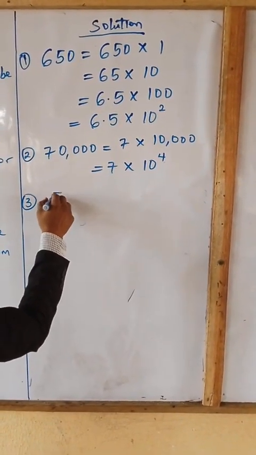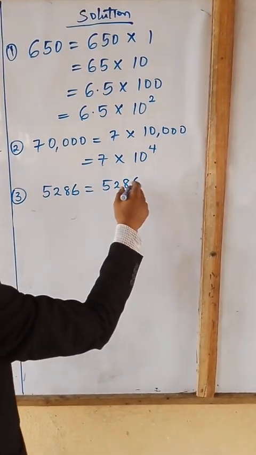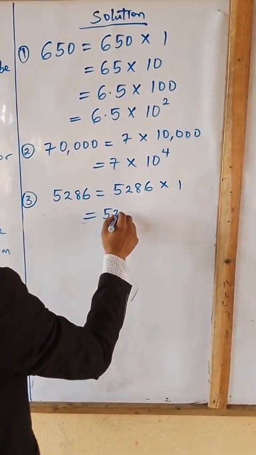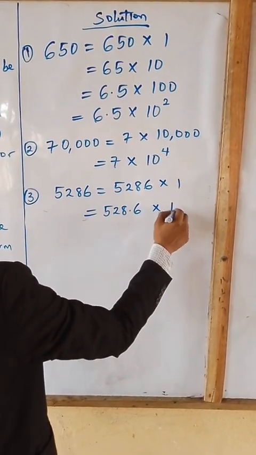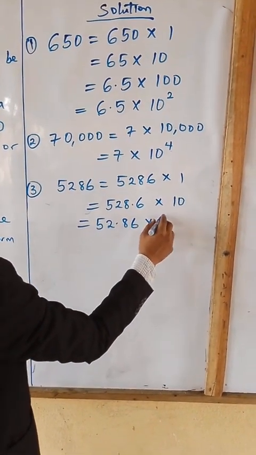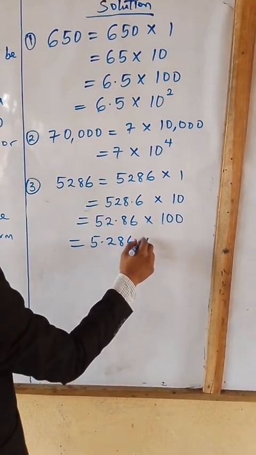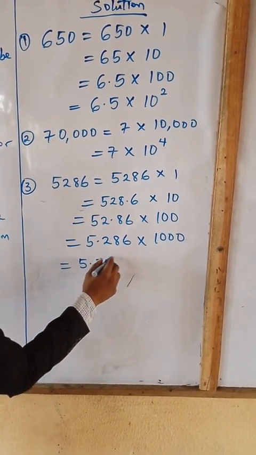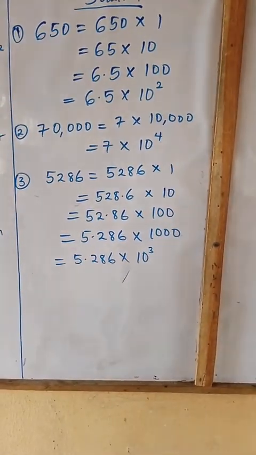Number 3, we have 5286. This will be 5,286 times 1. It will also give us 528.6. By the time we put the point here, we are going to add a 10 to this one. We are going to multiply it by 10. We also have 52.86 times 100. Then we are going to have 5.286 times 1000. So therefore, our answer will be 5.286 times 10 raised to power 3, since we have 3 zeros here.